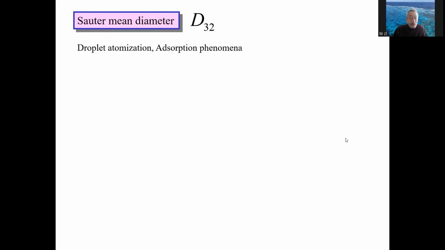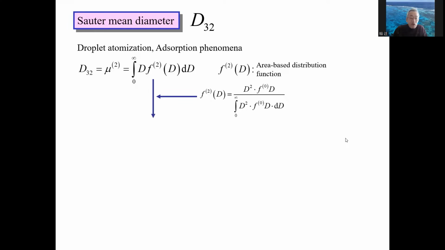This is the last page of part 1. In droplet absorption phenomena, the delta mean particle size D32 is often used. The delta mean size D32 is the mean size defined by the area-based distribution function F2. If we rewrite F2 using the number-based distribution F0, you can write the delta mean size D32 like this.